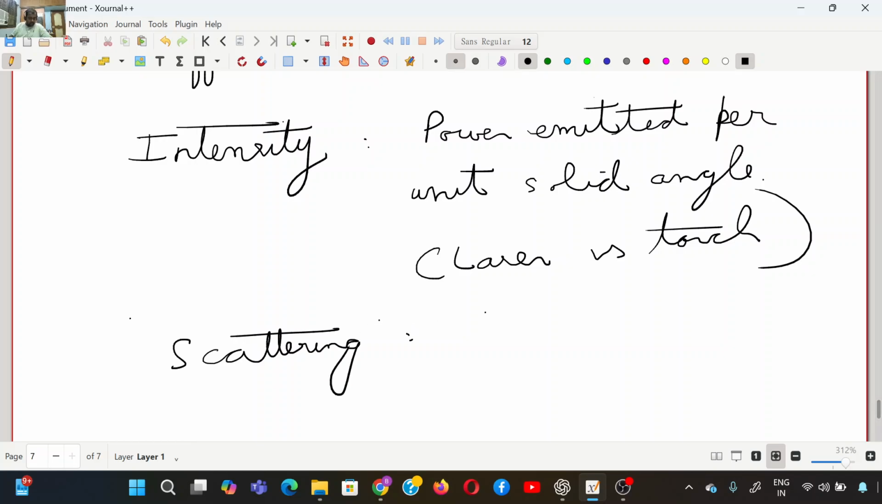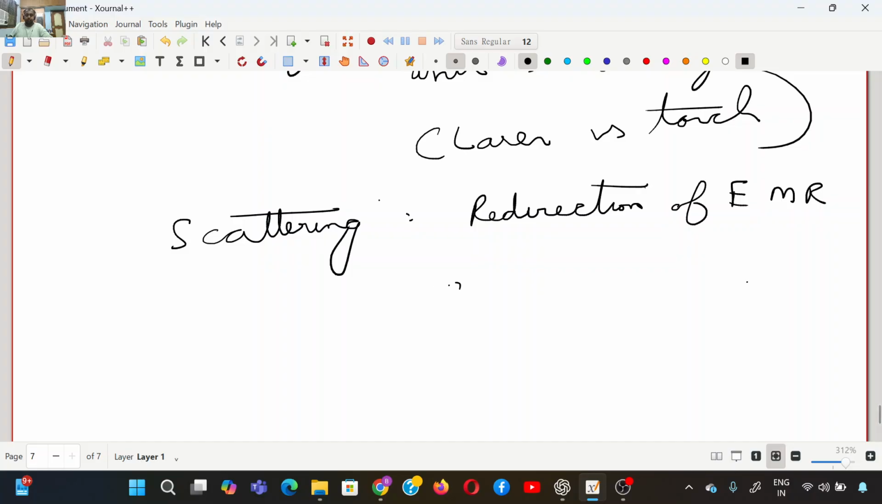What is scattering? Scattering is the redirection of electromagnetic radiation due to interaction with solid particles.